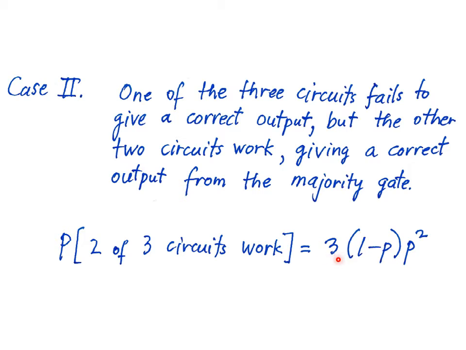But there are 3 different ways that we can get this combination. Circuit 1 could fail, circuit 2 could fail, or circuit 3 could fail. So we add up 3 times this probability value to get the final result.